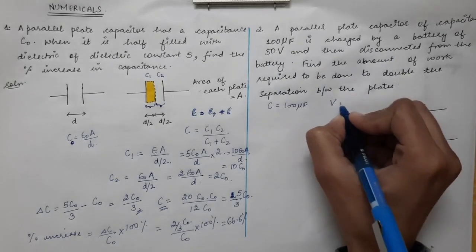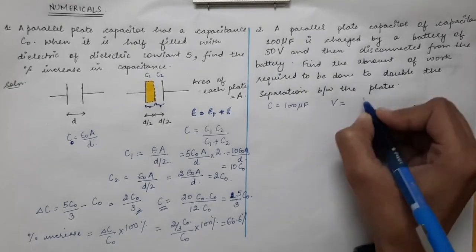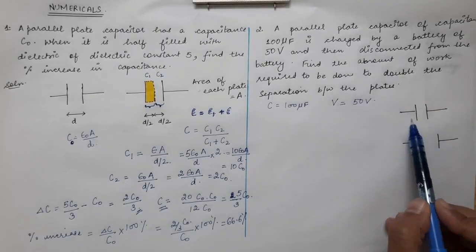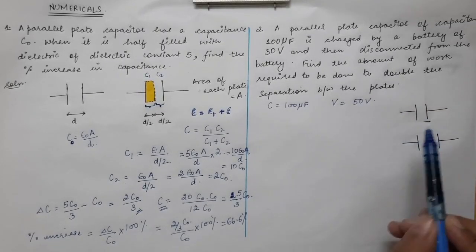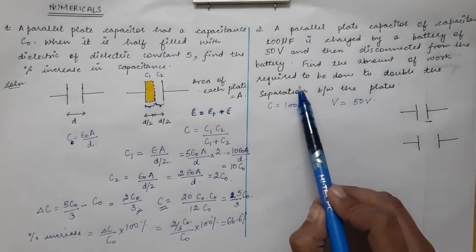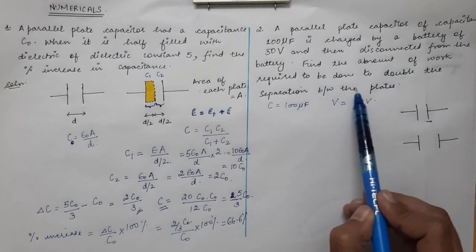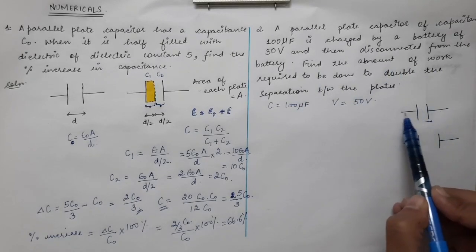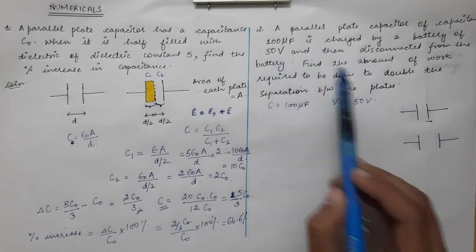So the potential difference between the plates of the capacitor is 50 volt. So this is in the case of the first case. Now we have to find out the amount of work which is required to be done to double the separation between the plates. So now what we have done is we took a capacitor, we charged it with the help of a 50 volt battery.